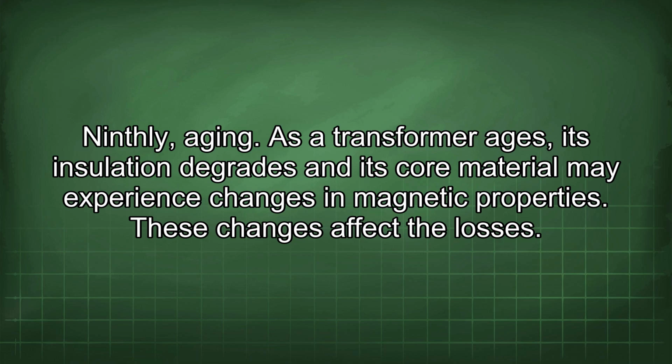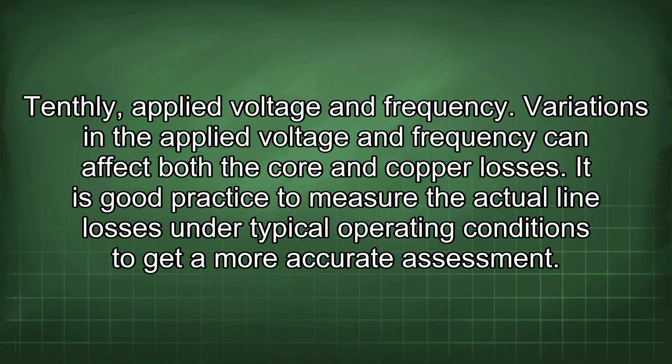Ninthly, aging. As a transformer ages, its insulation degrades and its core material may experience changes in magnetic properties. These changes affect the losses. Tenthly, applied voltage and frequency. Variations in the applied voltage and frequency can affect both the core and copper losses.